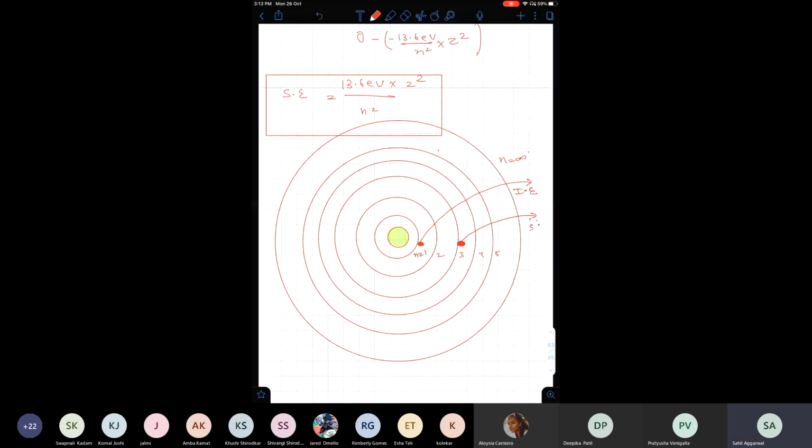फिफ्थ से बाहर जा रहे हैं तो कौन सी एनर्जी लगेगी? If we are going from 5 to infinity, which energy will be required? From 5 to infinity, separation energy. Second to infinity, which energy will be required? Separation energy. Understood? Understood, all of you?